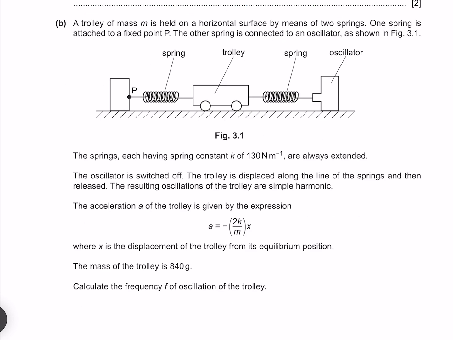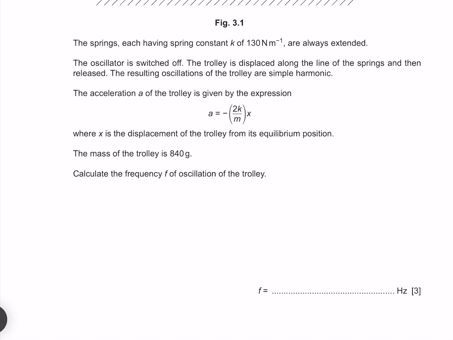A trolley of mass m is held on a horizontal surface by means of two springs. One spring is attached to a fixed point P, the other spring is connected to an oscillator as shown in figure 3.1. The springs, each having spring constant k of 130 newtons per meter, are always extended. The oscillator is switched off, the trolley is displaced along the line of the springs and then released. The resulting oscillations of the trolley are simple harmonic.